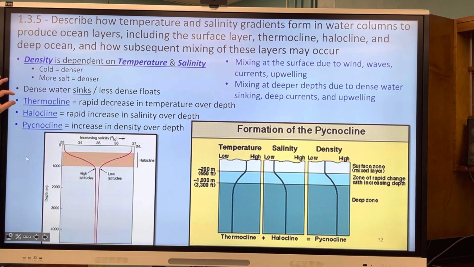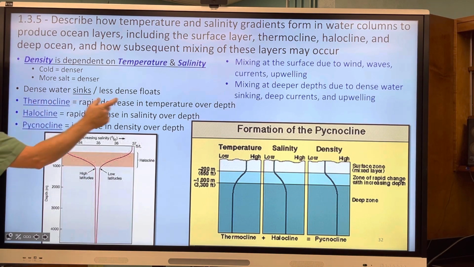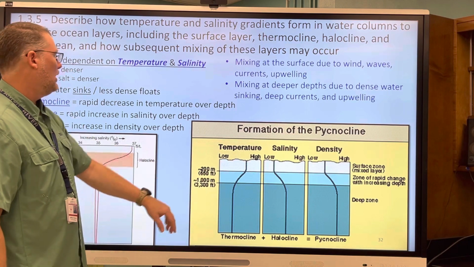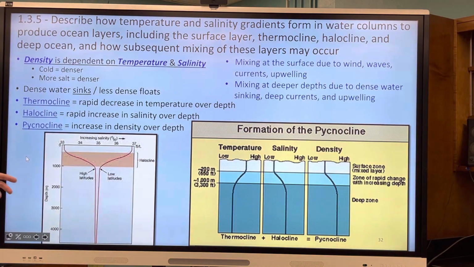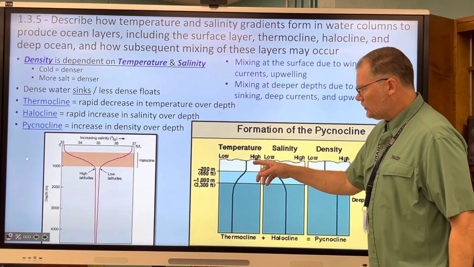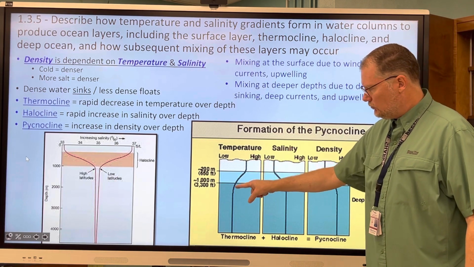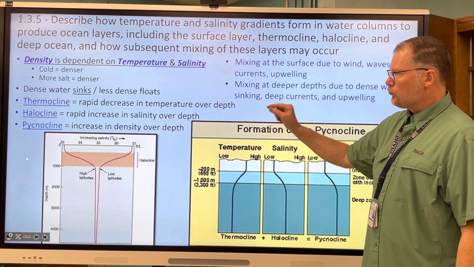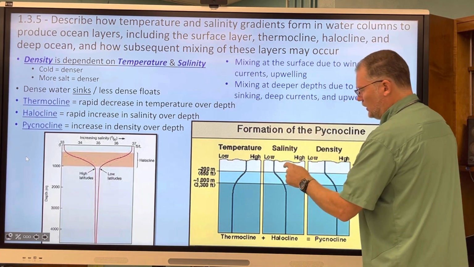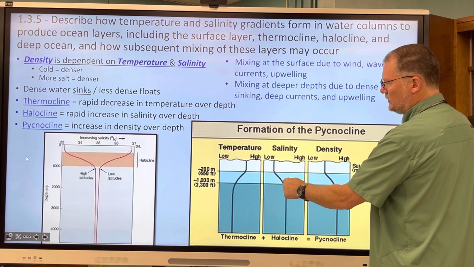And so a thermo, like a thermometer, is temperature, right? Rapidly decreasing temperature. So if you look at, where is it? This is for salinity. That's a halocline. This is a pycnocline. Here it is. Thermocline and halocline equal pycnocline. Okay, so the thermocline's here. This right there is the thermocline. It's a rapid decrease in temperature. Halocline is a rapid increase in salinity over depth.